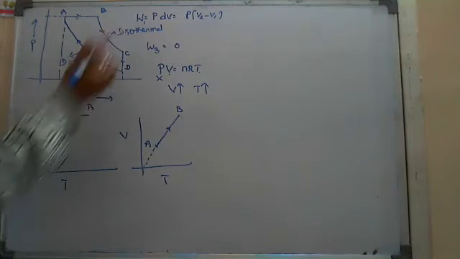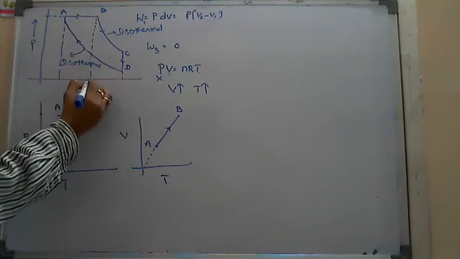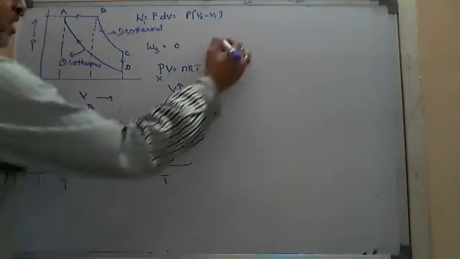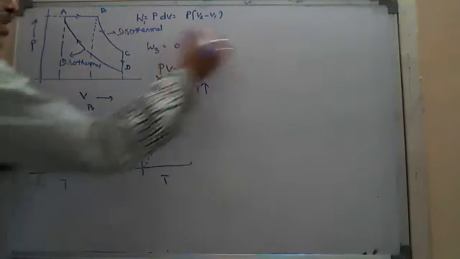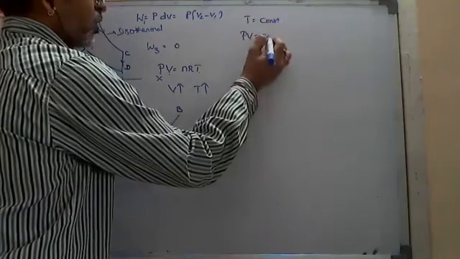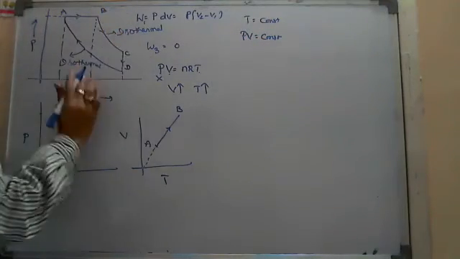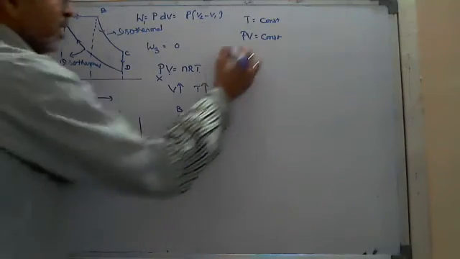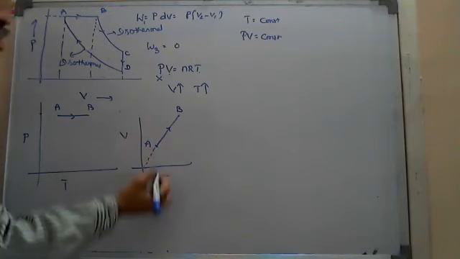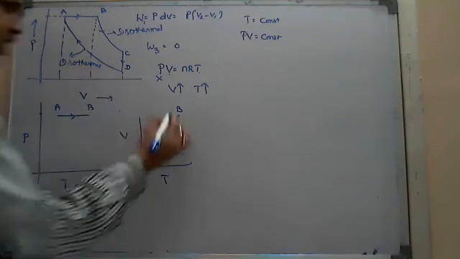Okay, it is isothermal, that too from B to C, where volume is increasing. Volume increasing at constant temperature means, when T is constant, we write PV equals constant. Here the pressure is decreasing and volume is increasing. When you come to here, at constant temperature, volume is increasing.